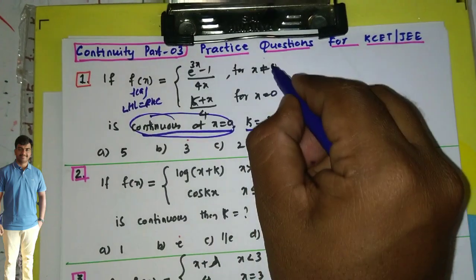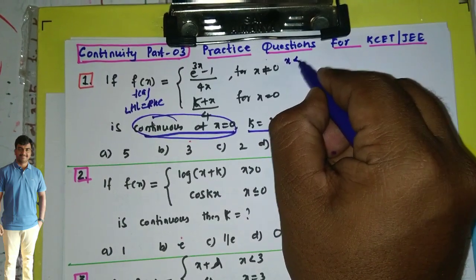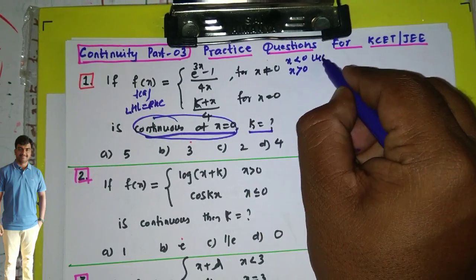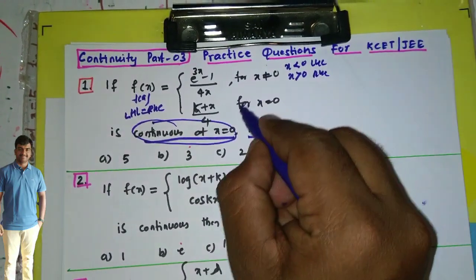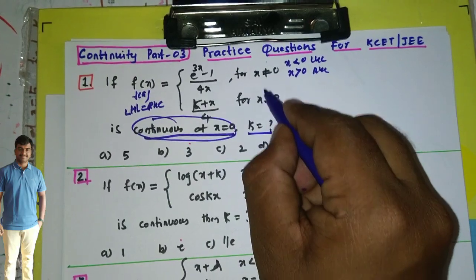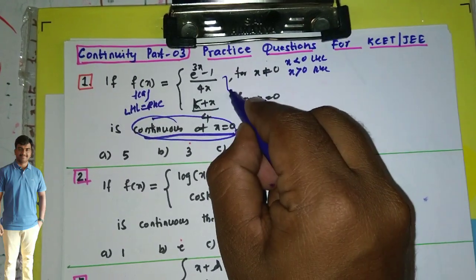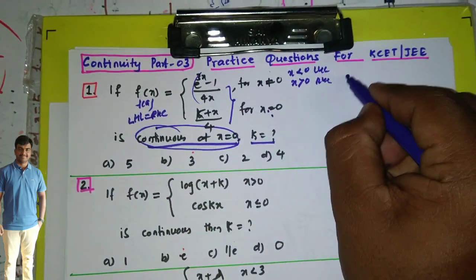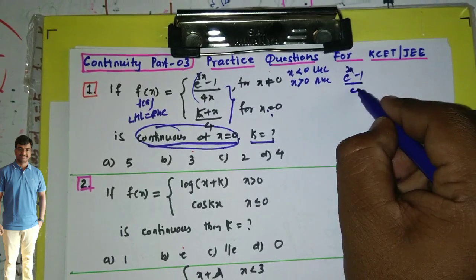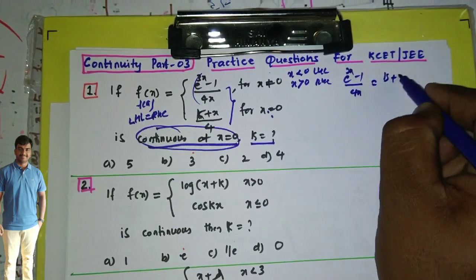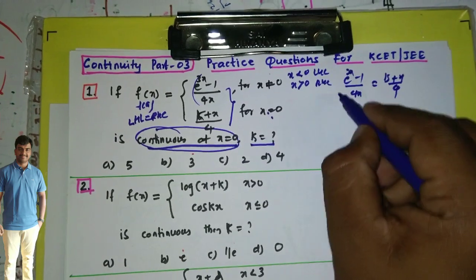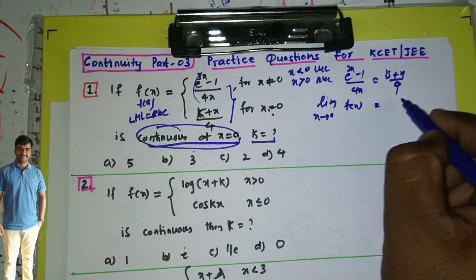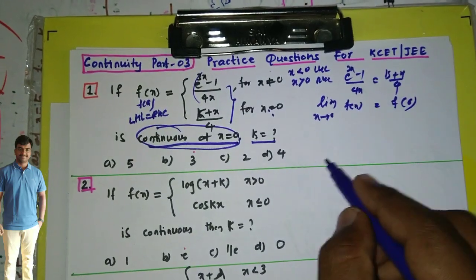Here x not equal to 0 means, as I explained in the last video, either x less than 0 or x greater than 0. LHL and RHL are defined at the same point. So let me take LHL equal to f of a or RHL equal to f of a. These two have to be equal. So (e raised to 3x minus 1) whole upon 4x is equal to k plus x by 4, that is, limit x tends to 0 of f of x, which is f of 0.